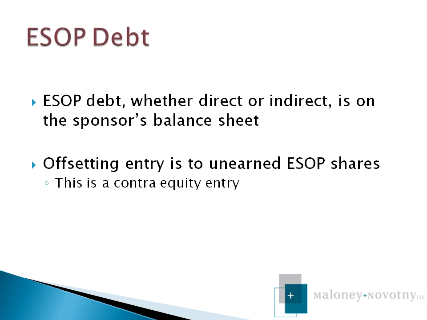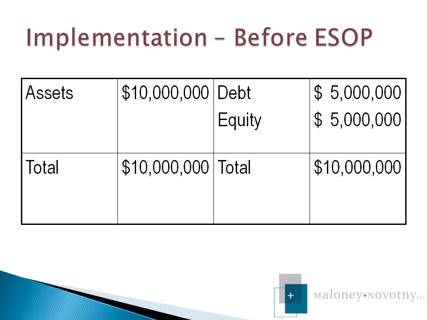So kind of using those assumptions and remembering that the debt is on the sponsor's balance sheet regardless if it's direct or indirect, and that the offsetting entry is going to be to unearned ESOP shares. We'll walk through how these shares are accounted for and how they get booked to our balance sheet as we go through each year. Okay? So if we look at our balance sheet prior to any transaction, we see we have $10 million in assets, $5 million in debt, and $5 million in equity. So this is the balance sheet prior to the transaction.